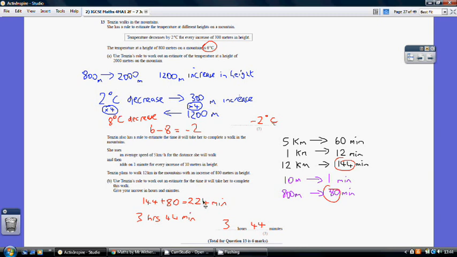I can get 3 hours out of that. 3 lots of 60 is 180, leaving me with 44 minutes left over. So that takes 3 hours 44 minutes.